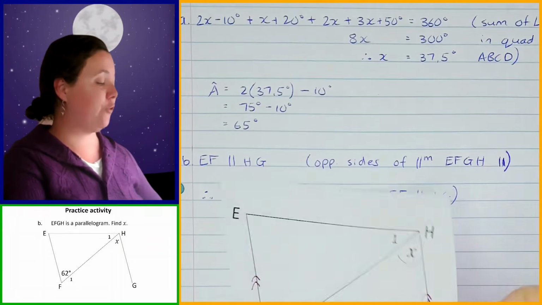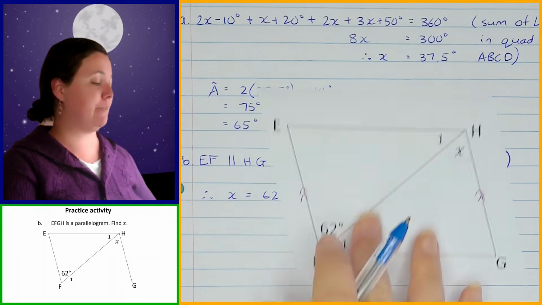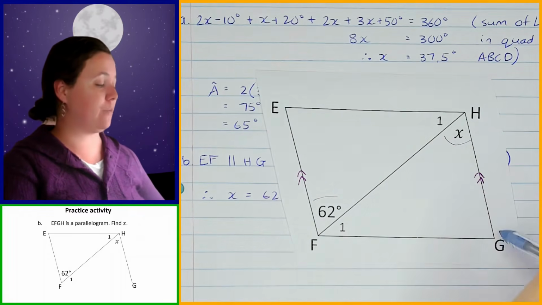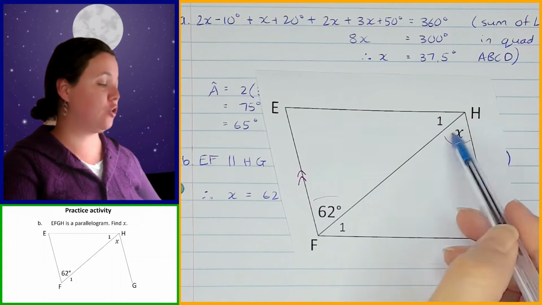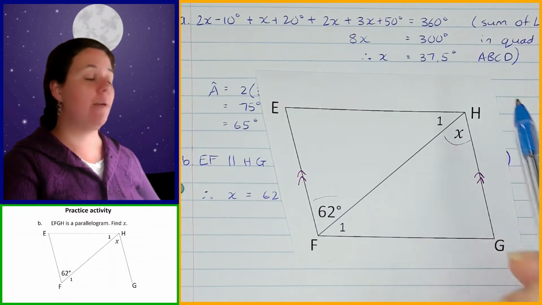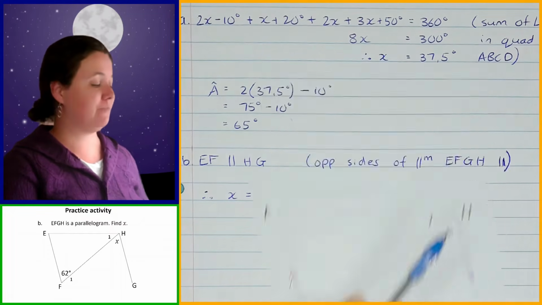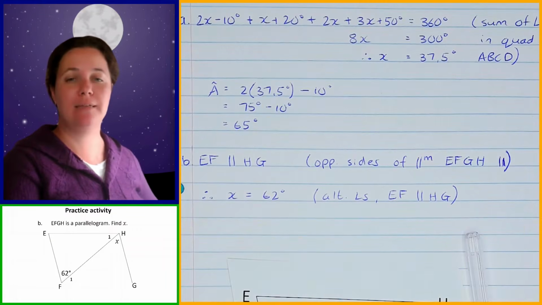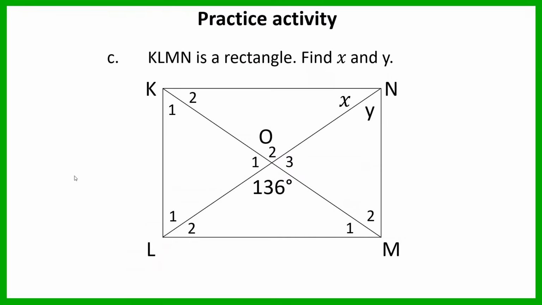So in this one we first had to use the fact that this is a parallelogram to say that those sides are parallel, and then we could use the fact that they were parallel to say that the alternate angles here are equal, meaning that we could work out the size of x. Right, let's go on to question C. In question C, you're being told that KLMN is a rectangle, and you need to find x and y. I'm going to give you 5 minutes for this question.